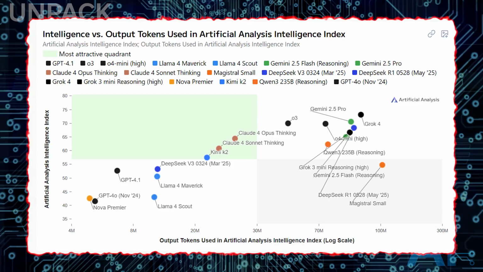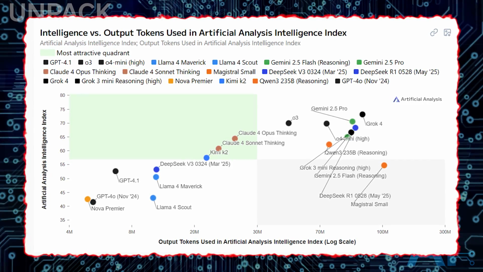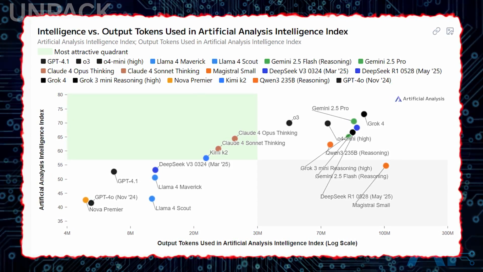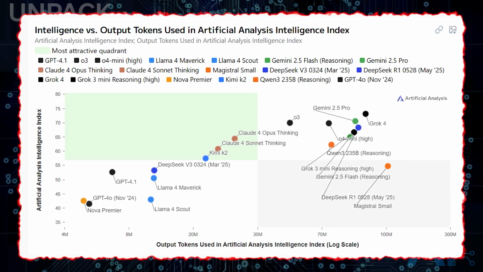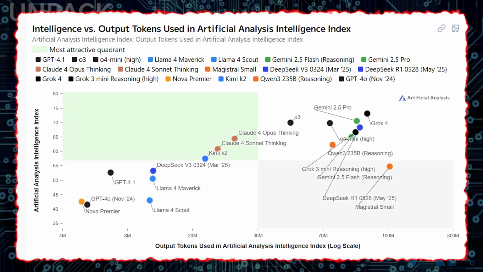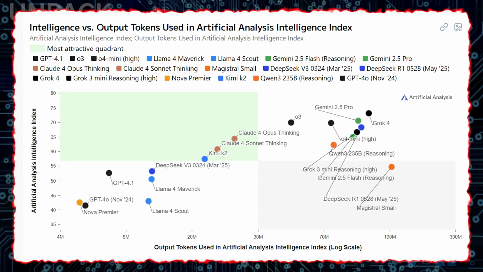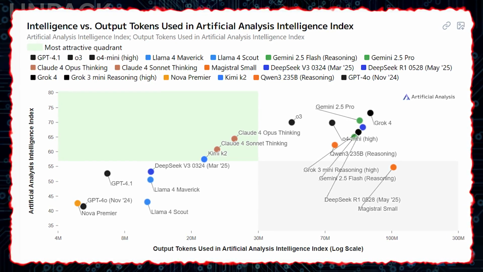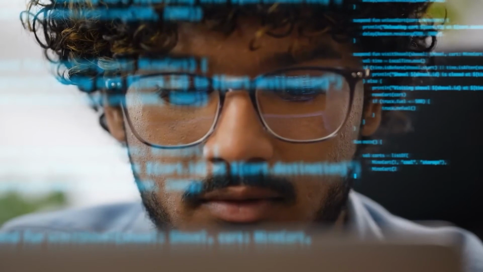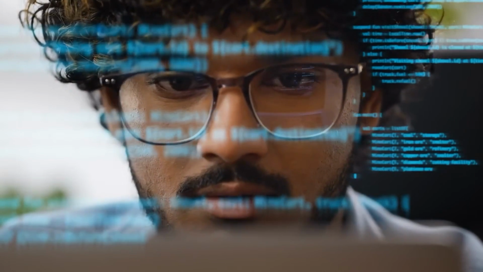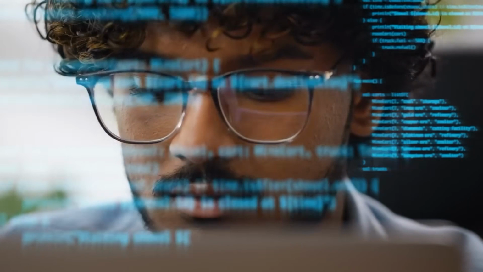Kimmy K2 is fully integrated with major platforms like OpenRouter, Klein, Kilo, and Claude Code, and it's clocking in at an insane 222 tokens per second on Grow, making it one of the fastest open models available right now. In this video, we'll show you why Kimmy K2 might be the most important open source AI release of 2025.